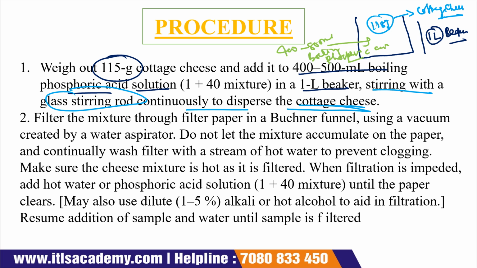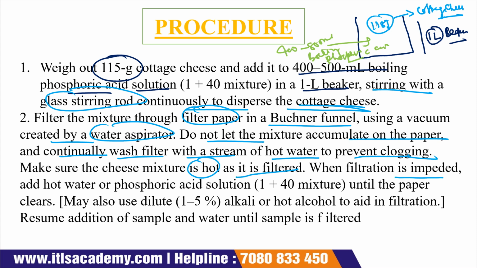Then we have to filter it with the help of filter paper in a Buchner funnel. By using this Buchner funnel, we filter it. Then with the help of vacuum created by a water aspirator, do not let the mixture accumulate on the paper, and continually wash the filter with a stream of hot water to prevent clogging. So for preventing the clogging, we wash it with hot water, and make sure that this cheese mixture is hot as it is filtered.